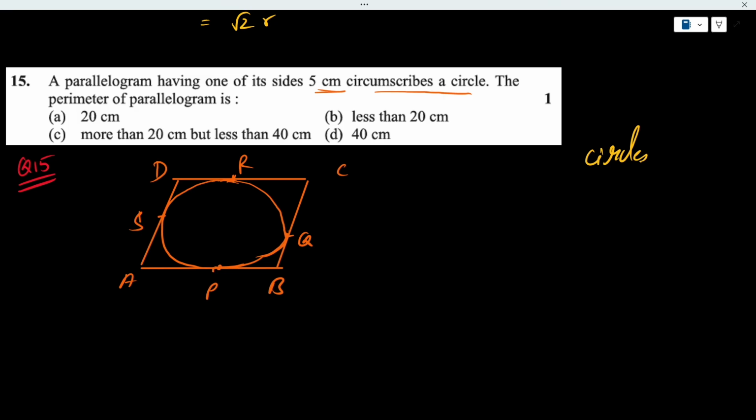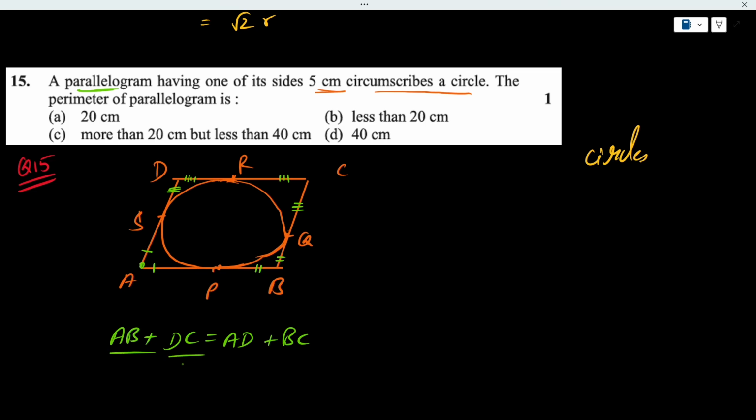Because tangents drawn from an exterior point are equal in length, this part will be equal to this, CQ is going to be equal to CR, and DR is going to be equal to DS. And if you remember, the result was the sum of opposite sides is always equal, right? When a quadrilateral circumscribes a circle, the sum of opposite sides is always equal. But it's given it's a parallelogram. You know, opposite sides of a parallelogram are equal.